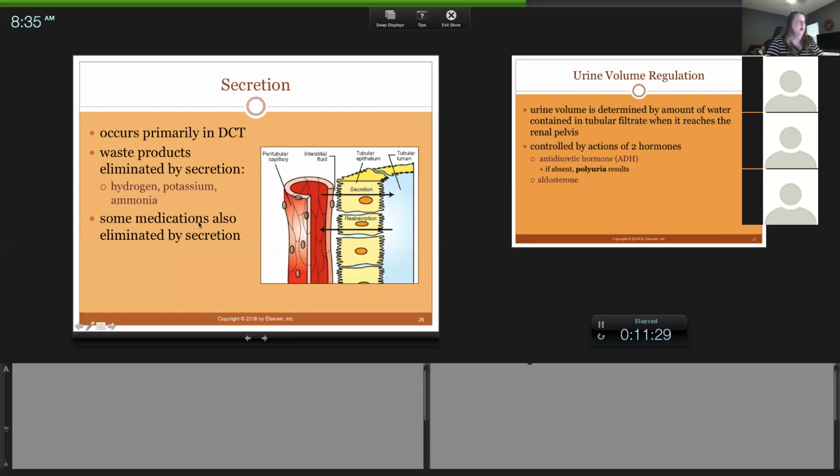So I want to also mention something here. Again, here's the tubular lumen, here is the capillary. I'm talking about stuff leaving this capillary and going towards the tubular lumen to be secreted. Some medications are also eliminated by secretion. When you have pharmacology, you have a whole week on pharmacokinetics, which talks about how the body uses and processes drugs.